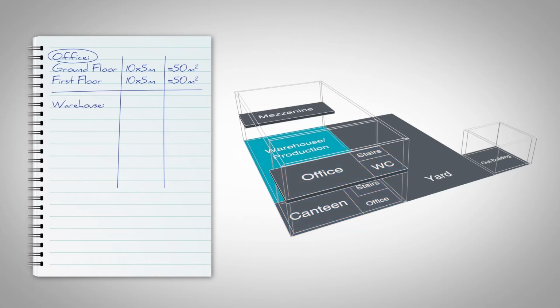To the rear of the offices, there is a warehouse or production area measuring 10 metres by 15 metres. Finally, located within this production area, there is a mezzanine floor which measures 10 metres by 3 metres.